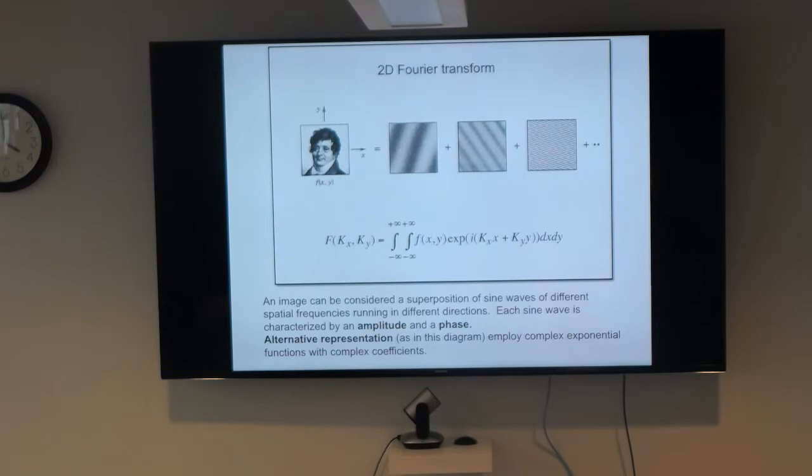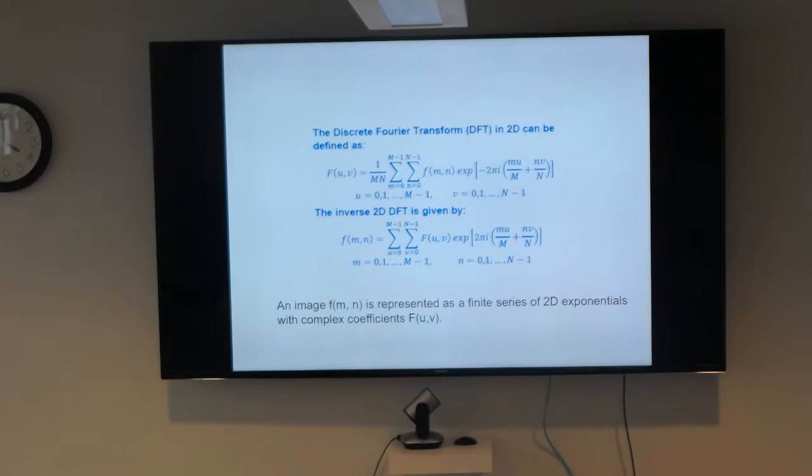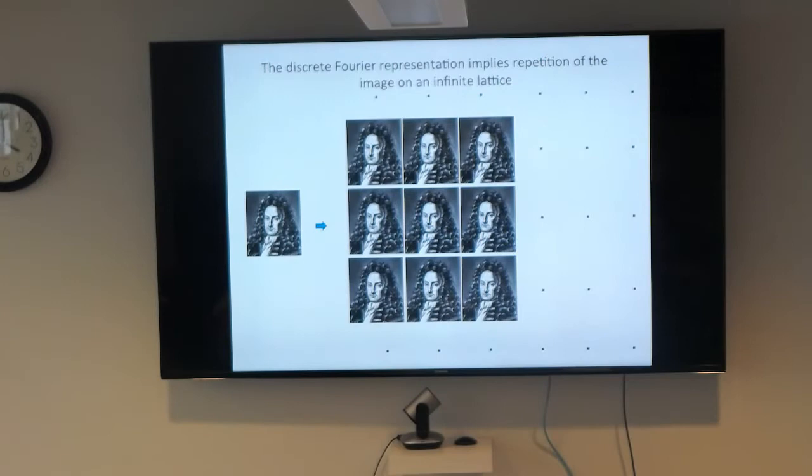And this is the definition of the discrete Fourier transform. And then you have to realize that a discrete Fourier representation, the one that I had before here, and the one that you are working with all the time, is really not a representation of an image, but rather a representation of an infinite lattice of images. Okay, so this is important because of the overlap effect.